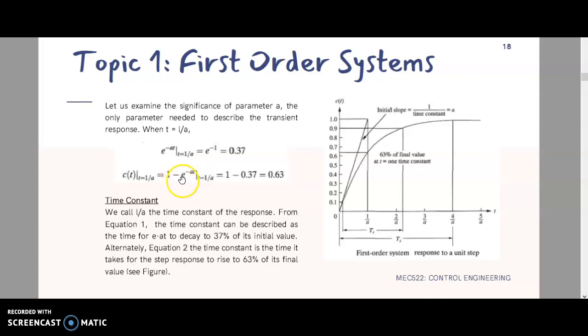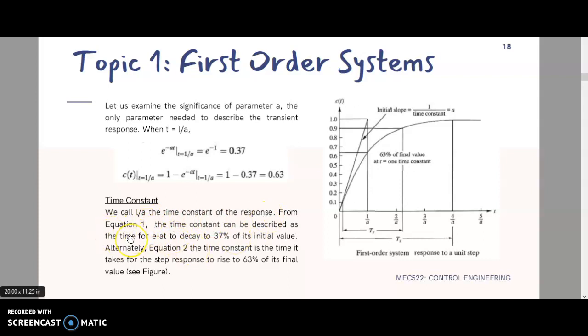And then for the system, for c(t), c(t) equal 1 minus exponential minus at. So kita dah masukkan, kita dah replace t equal 1 over a. This one is a time constant. So bila masukkan 0.37, you akan dapatlah 0.37. So we call 1 over a the time constant of the response.